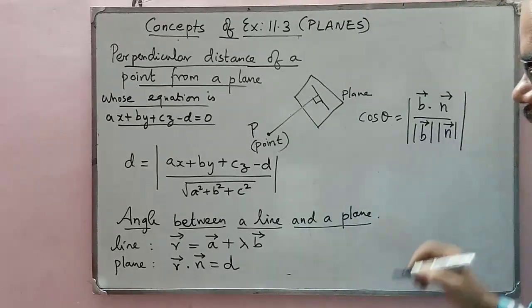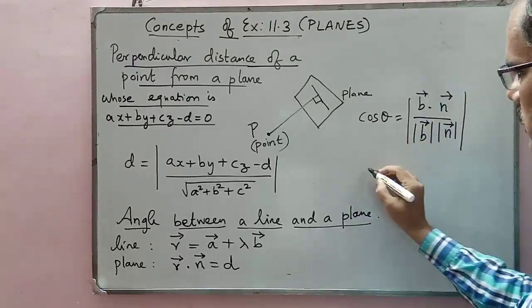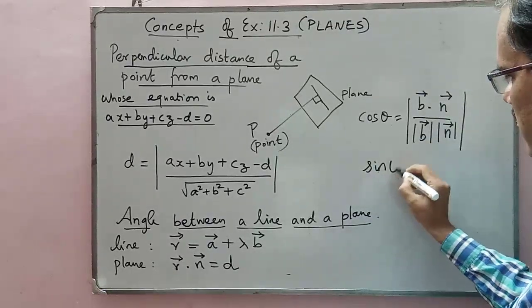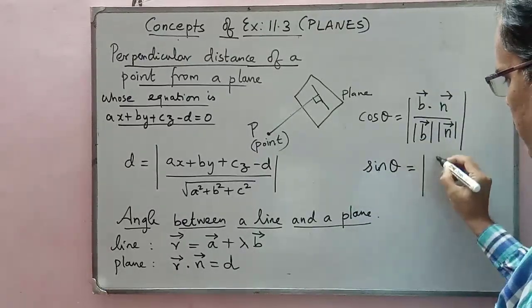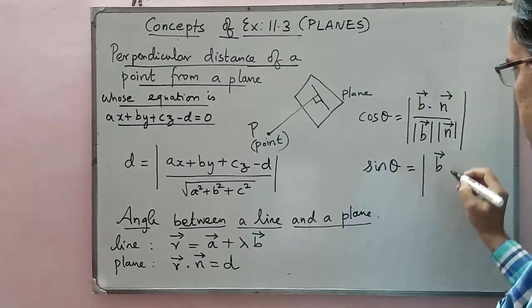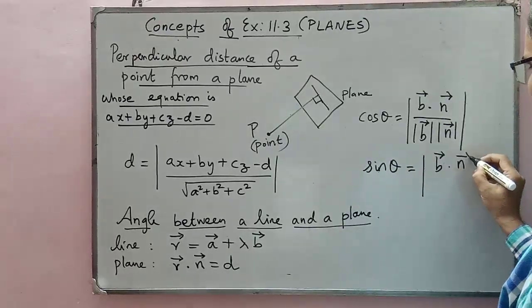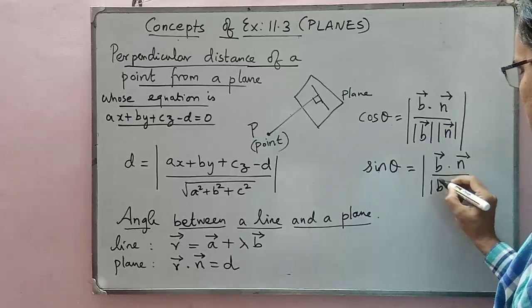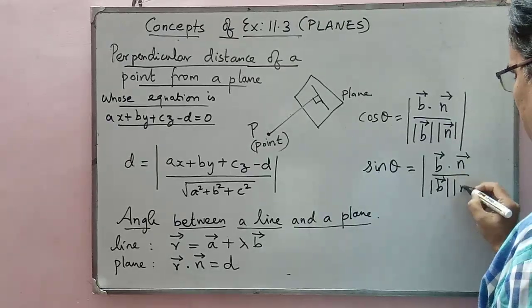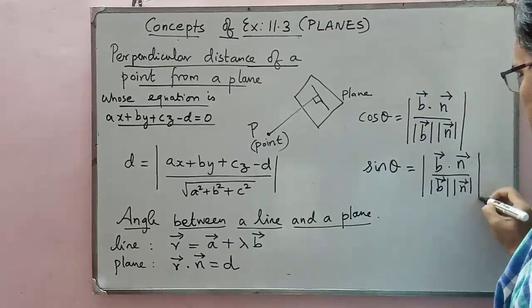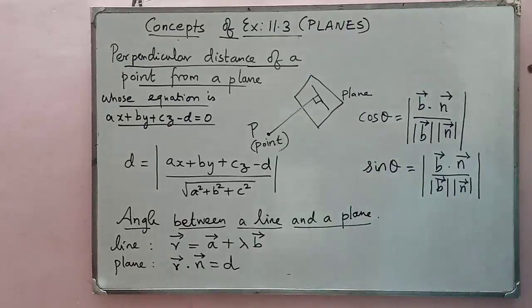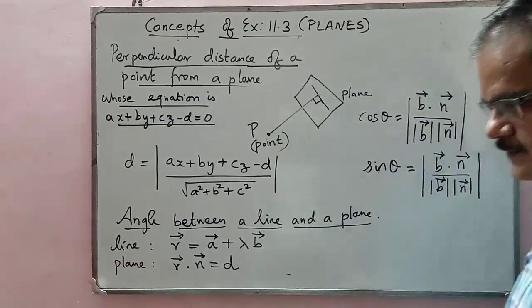Okay, children. If the angle is acute, less than 90 degrees, then you should go for sin theta. The same formula you will find for sin theta. Sin inverse you have to complete by modulus of b vector modulus of n vector. This formula will help you to find the angle between line and a plane.